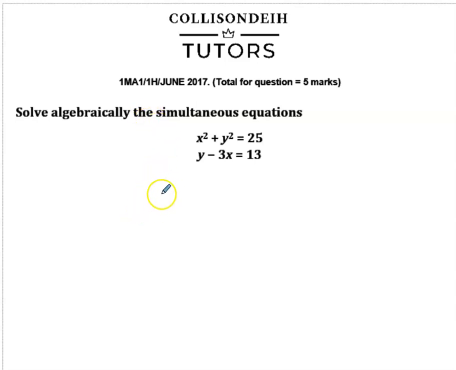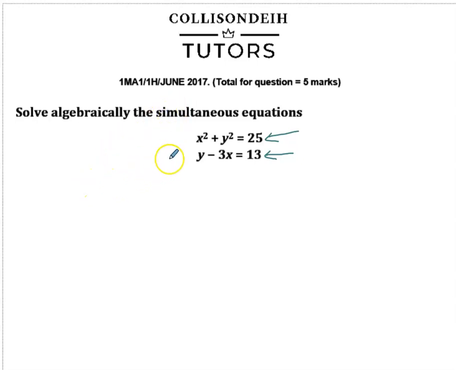Hi, in this question we look at how to solve simultaneous equations when we have one equation being a quadratic function and the other equation being a linear function. You would by now be used to the process for solving simultaneous equations when you have two linear equations, where you could use the elimination method or the substitution method.